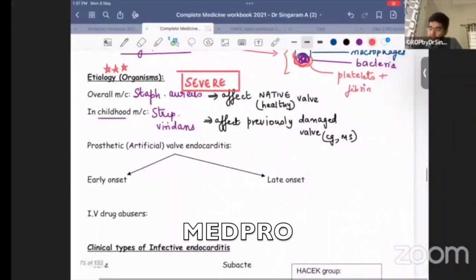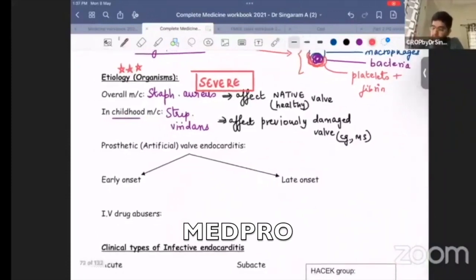Okay, right? And remember, Staphylococcus aureus causes infection not only in a severe way, it also causes infection in a very short time. That is why it's also called acute endocarditis. Whereas Streptococcus viridans causes damage over a long period of time. So it's called subacute endocarditis. Something like many weeks it can take.